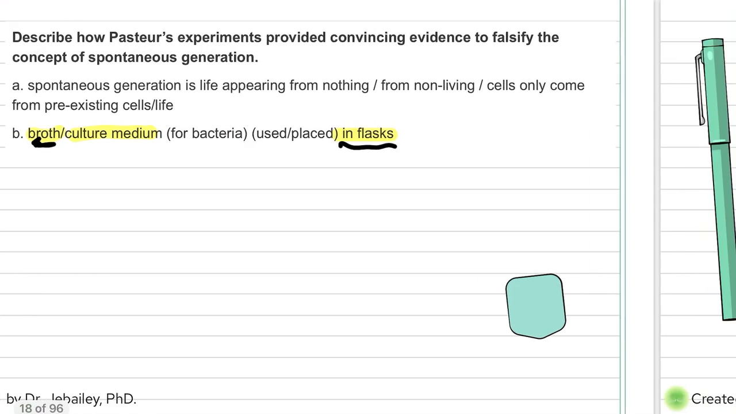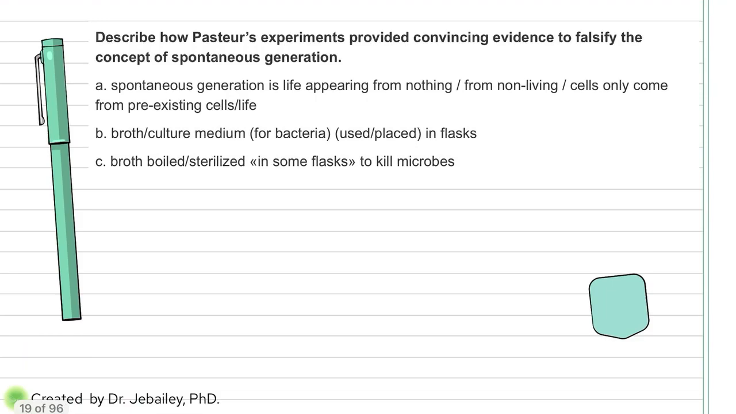Look at that. Third, it says here the broth is boiled or sterilized. Sterilize means cleaning it up to kill what? The microbes. So you have to mention that the broth was boiled or sterilized. First you say you put broth in a flask, then you boil or sterilize the flask to kill the microbes. Don't just say, oh, we boiled the flask. Don't do that. You have to say that they boiled the flask in order to kill the microbes.